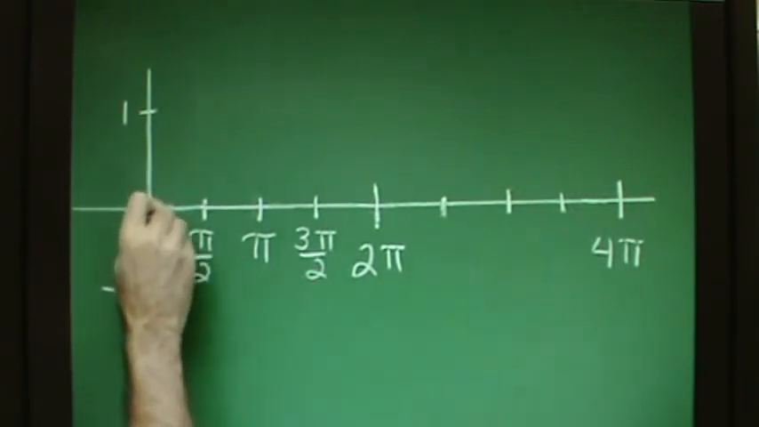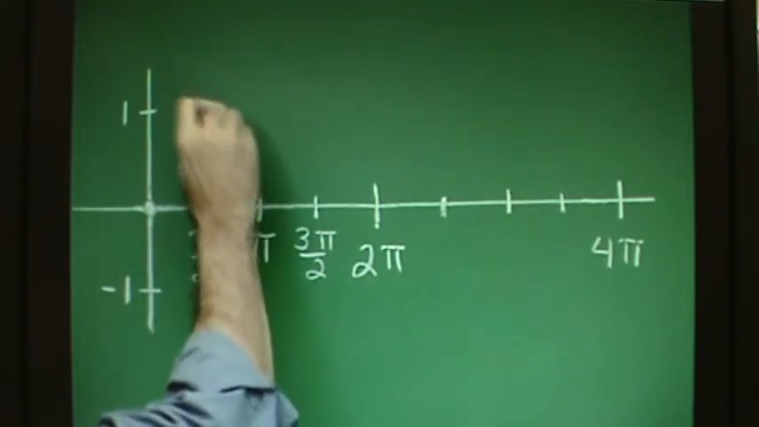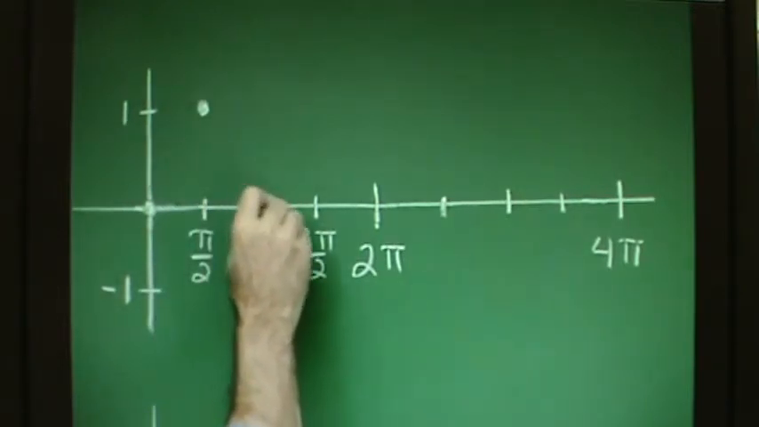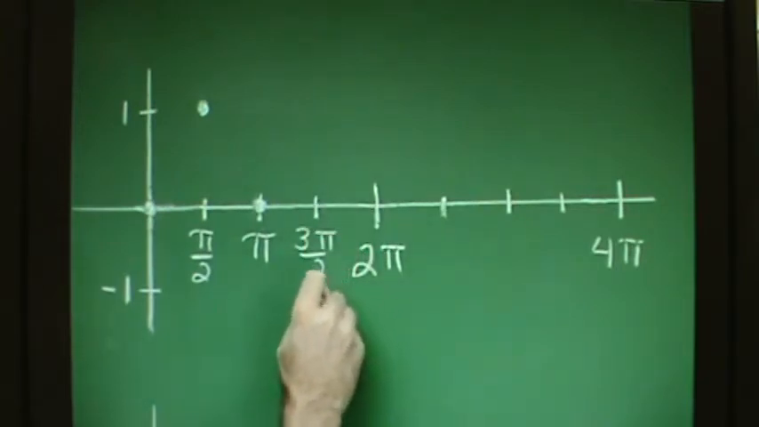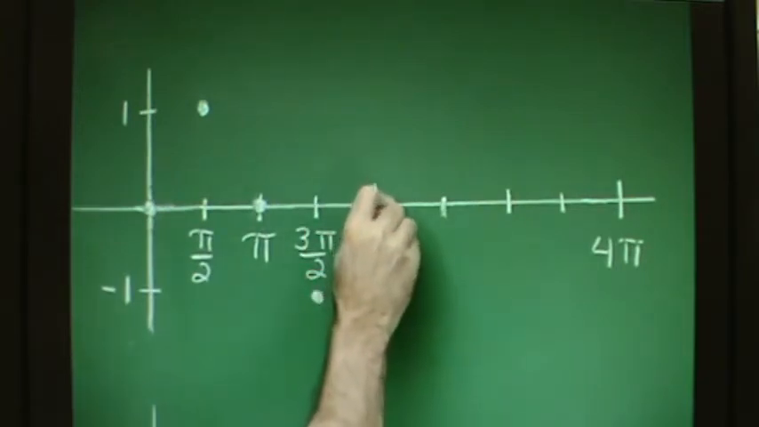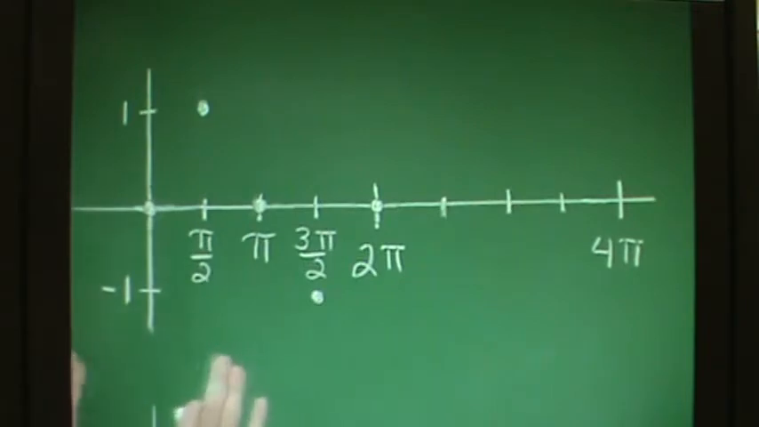0 goes to 0. Pi over 2 goes to 1. And then at pi, the graph comes back to 0. And then at 3 pi over 2, the graph drops down to -1. And then at 2 pi, it comes back up to 0. And then the whole cycle starts over again. And the graph kind of looks like the graph of a polynomial function in that it's a continuous graph and it's just kind of curvy.